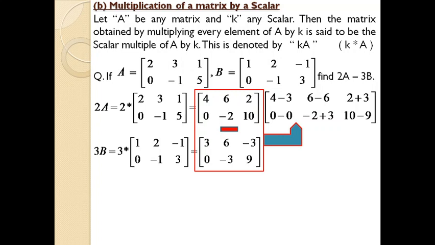And I hope you all know how to find the subtraction of two matrices. So by solving this, you will get the final matrix. It's a 2 into 3 order matrix: 1, 0, 5, 0, 1 and 1. So the answer of 2A minus 3B is this one. This is how you have to find the value of the statement asked in the question.